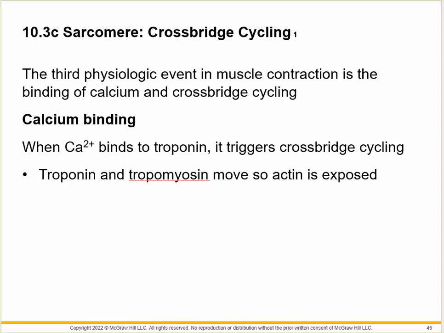And if you remember from the previous video, troponin is bound and it has a binding site with actin and with tropomyosin. Tropomyosin is the long rope-like structure. So when calcium binds to troponin, the troponin changes shape and it moves the tropomyosin in relation to the actin because it's bound to both. So one shape without calcium, a different shape with calcium.